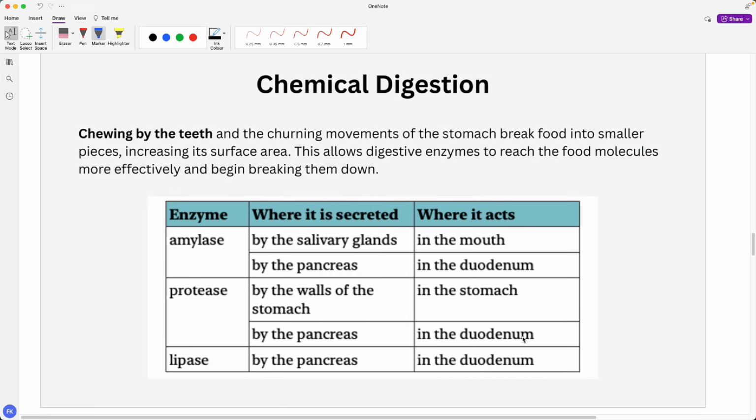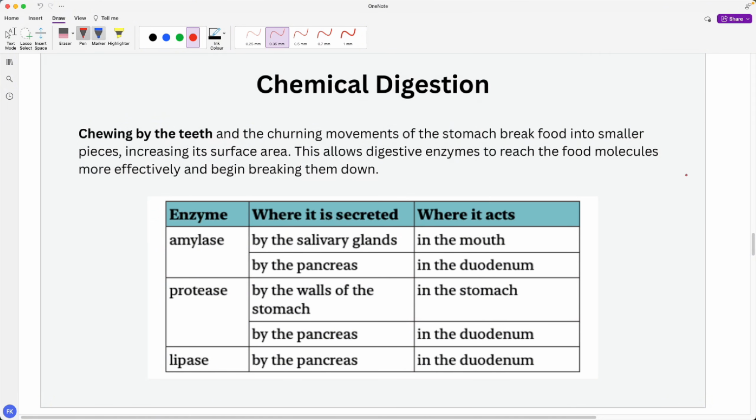Now let's look at chemical digestion. This is very interesting. Chemical digestion actually occurs because of enzymes, okay? For example, in the stomach we have various protease enzymes, for example pepsin and trypsin, that break down proteins, right?